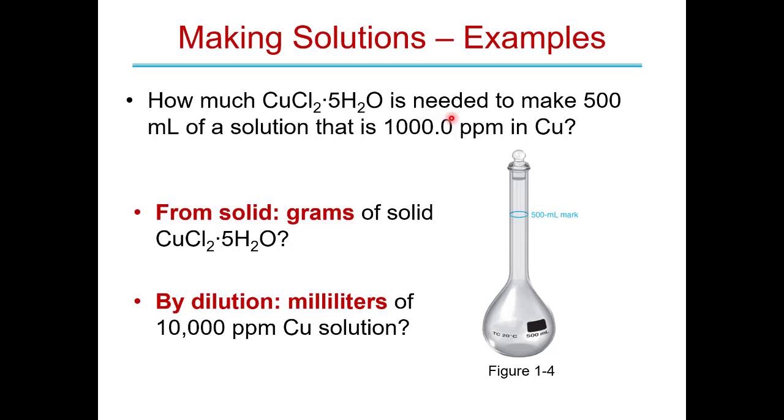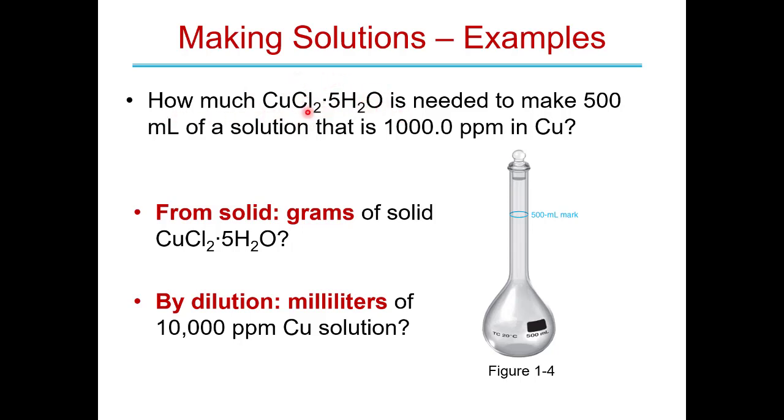All right, so let's now move on and talk about section 1-3. This is about making solutions. We're going to look at some examples of how you would make solutions using some of these definitions. First we want to figure out how much copper 2 chloride pentahydrate. This is a solid crystalline material. You could also mix this up in water and then you would have a solution.